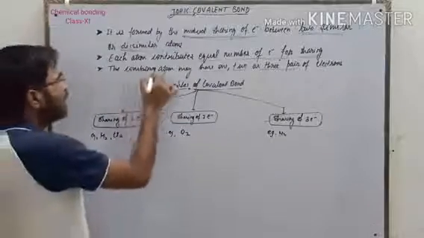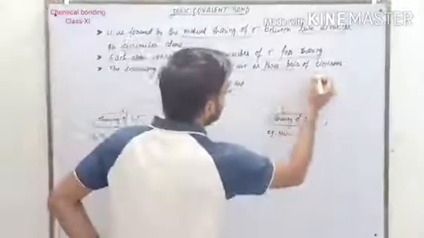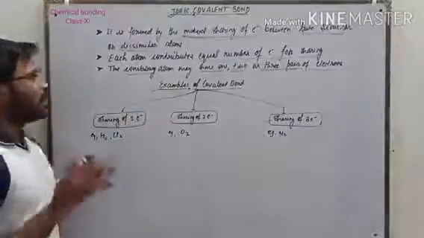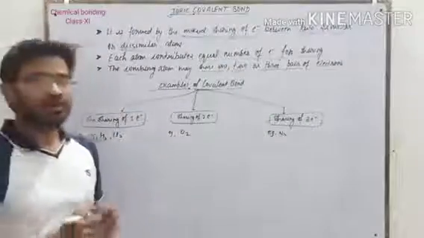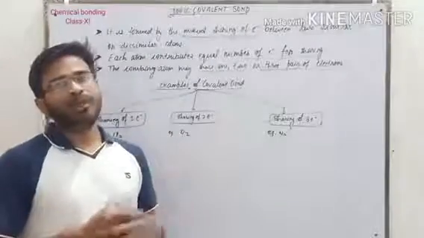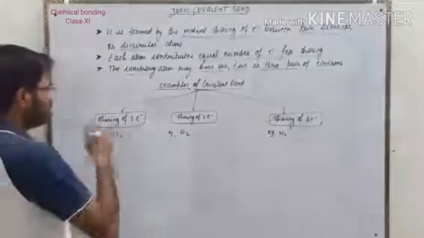And the combining atoms may share 1, 2, or 3 pairs of electrons. So combining atoms may share 1 electron, 2 electrons, or 3 electrons to complete their duplet and to complete their octets. Let us take an example of sharing of 1 electron.